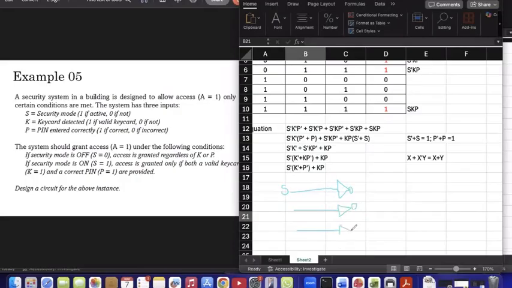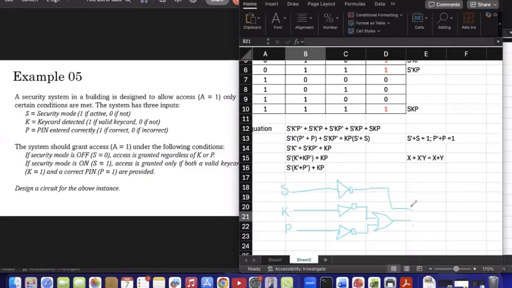Also, I need a NOT gate. Okay, for the time being, we'll just put it. So now see, from S, S bar comes, which is added with the K bar and P bar. So you have to first add these two with the OR gate. And this value is multiplied by S bar.